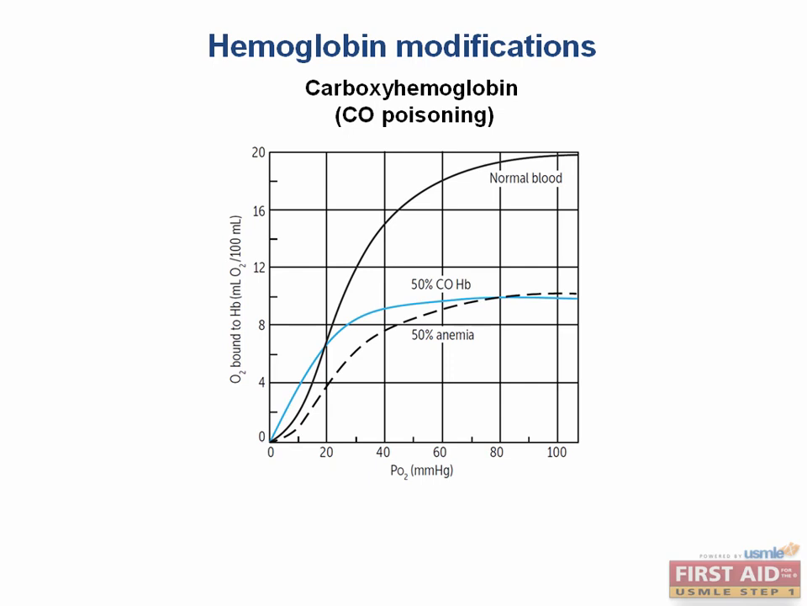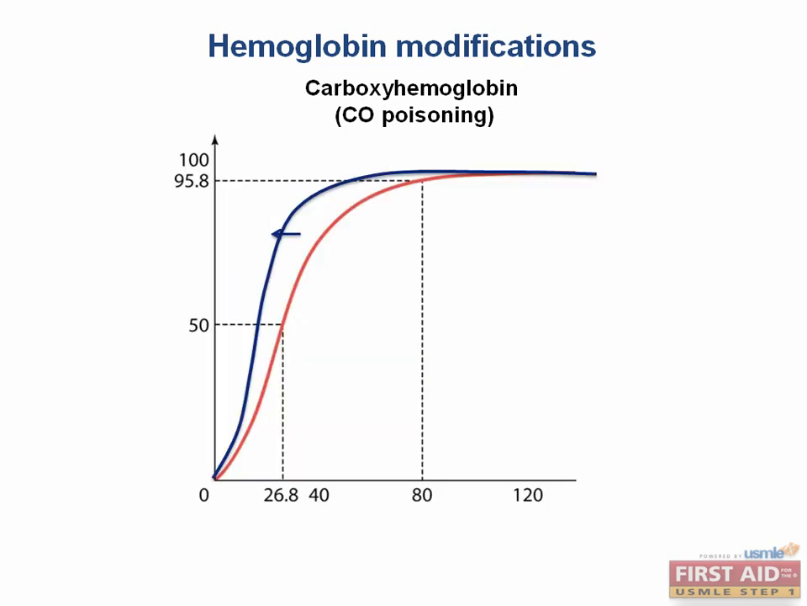On top of this, there is a left shift in the oxygen-hemoglobin dissociation curve, which means less oxygen offloading in the tissues. So carbon monoxide does two very detrimental things. It will left shift the curve and bind the oxygen sites on hemoglobin with a higher affinity. This is what will cause flattening of the curve.